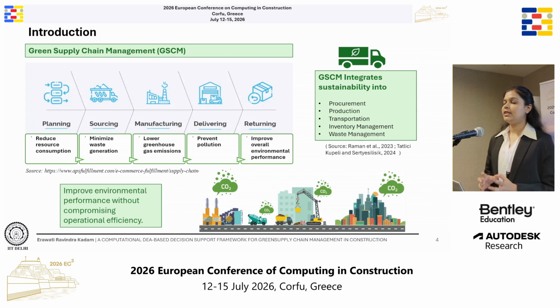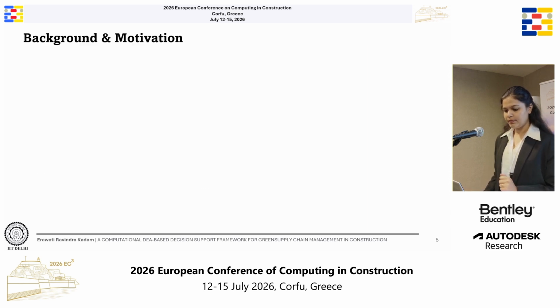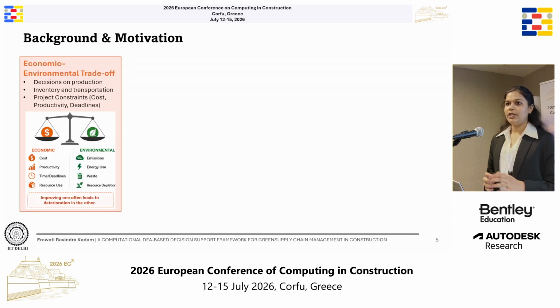Green supply chain management is the same as a conventional supply chain, which includes planning, sourcing, manufacturing, and delivering, but it also helps to reduce resource consumption, minimize waste generation, and lower greenhouse gas emissions, which eventually improves the overall environmental performance. Basically, we integrate sustainability into supply chain management, improving environmental performance without compromising operational efficiency, which is a task, because there is a trade-off. We need to manage the economic aspects of the supply chain, as well as the environmental aspects.